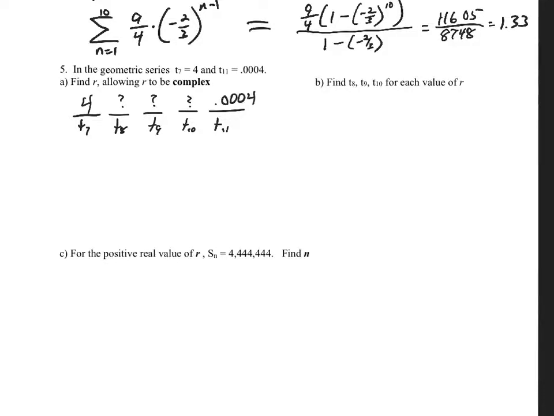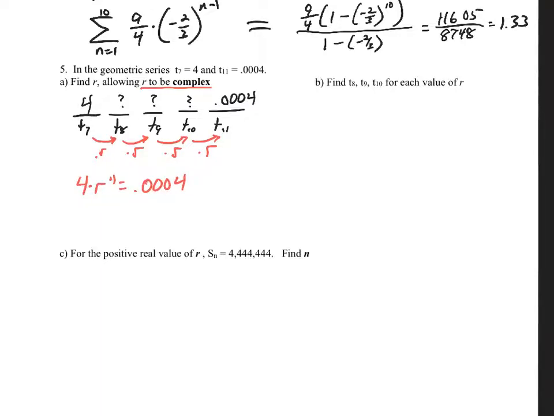And so what we're trying to figure out is the value of r, and in this problem, we are going to be allowing r to be complex. You can see that in order to get from the 7th term to the 11th term, you are timesing by r 4 times in a row. That means 4 times r to the 4th would be 0.0004.